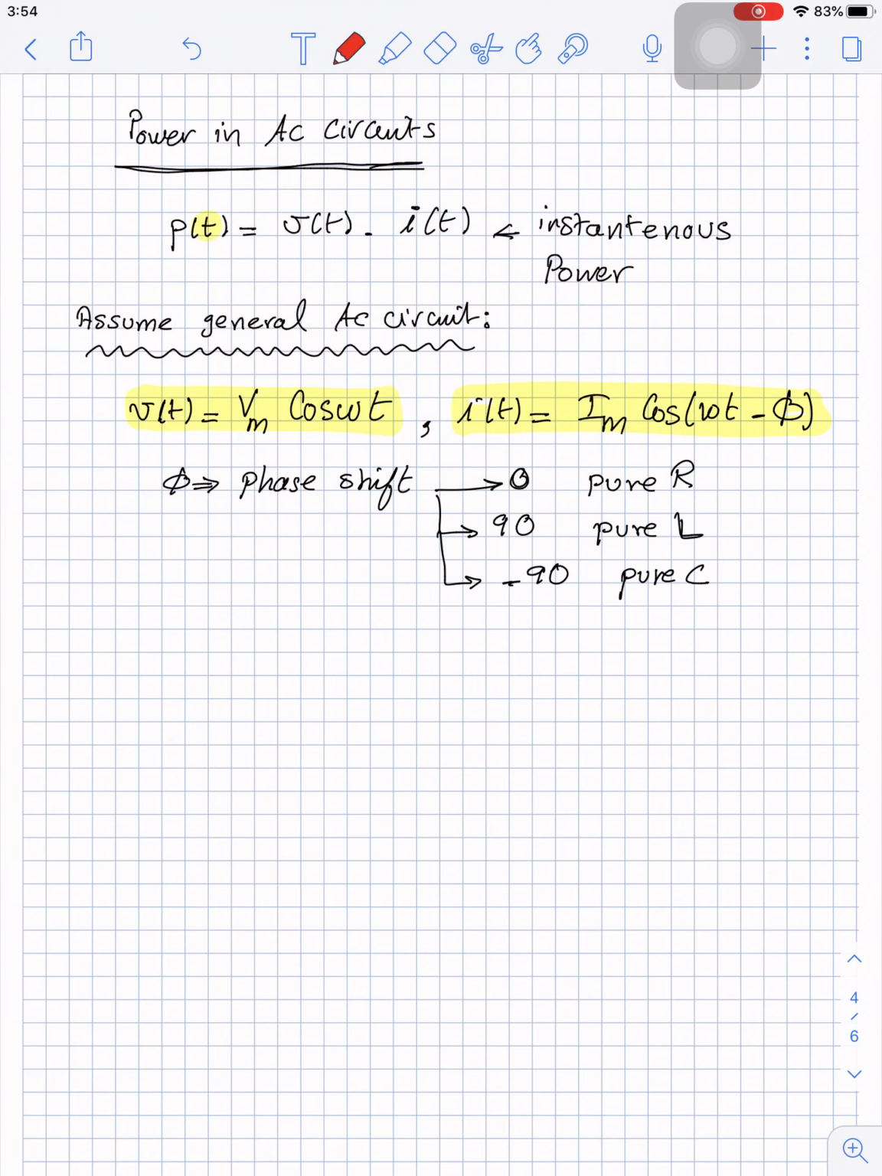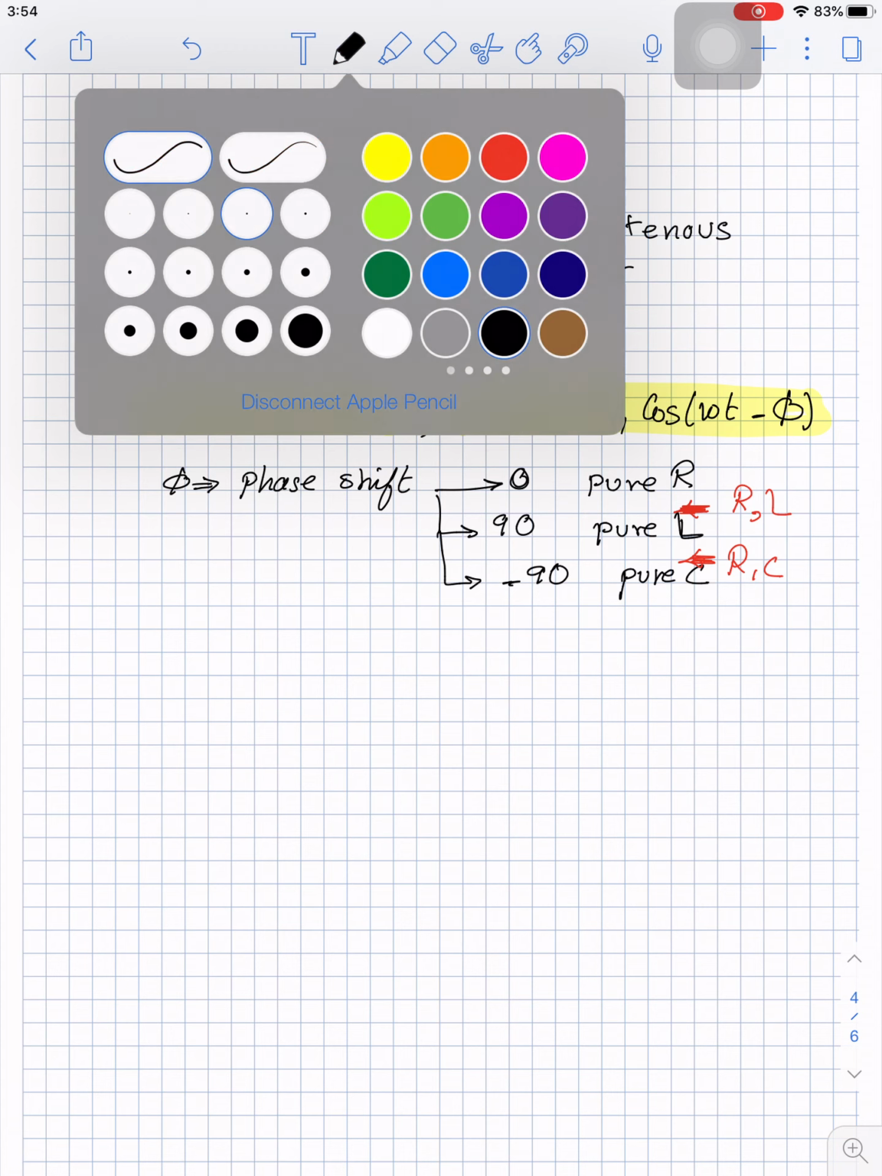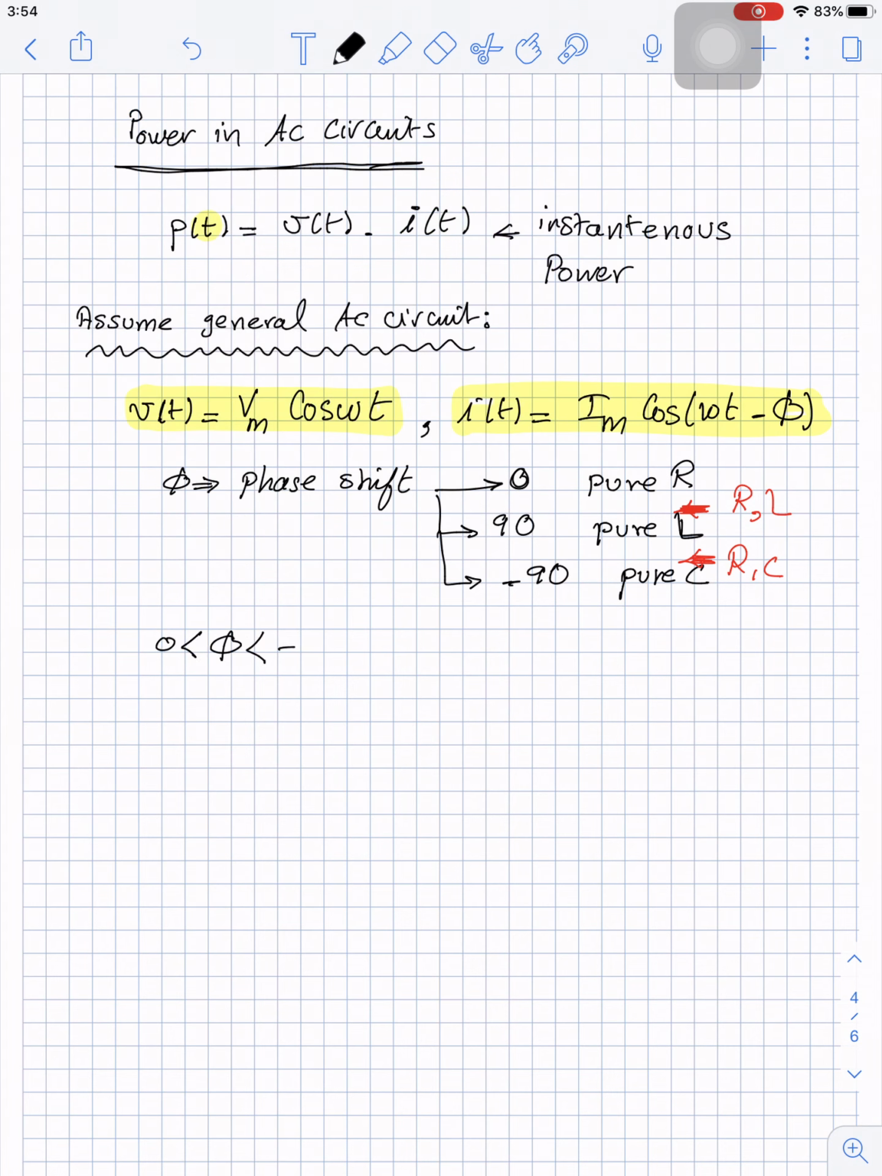And we can have an angle between these two here. So we can have an angle between 0 and positive 90, and we call this RL. Or we can have an angle between negative 90 and 0, and we call this RC. So we call this inductive and we call this capacitive. So the angle phi can be between 0 and positive 90 for an RL load, a load that has a mix of R and L. If it is pure R, the angle between V and I will be 0. If it is pure L, the angle between V and I will be positive 90. If it is RL, the angle will be between 0 and positive 90. So we call this RL load, or we give it the term inductive.